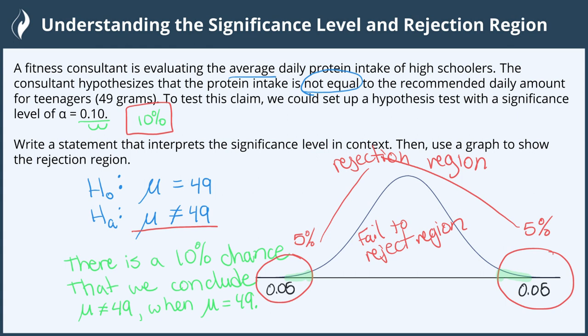So we have written a statement that interprets the significance level in the context of the daily protein intake of high schoolers. We've also used a graph to show where the rejection region falls, so we're all done.